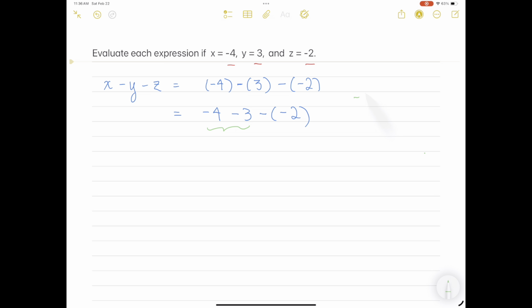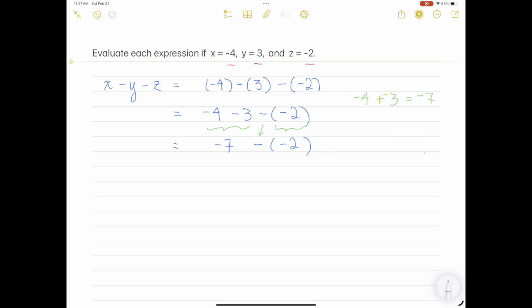I do that calculation on the side. Negative 4 minus 3, I add its opposite. So now I have negative 4 plus negative 3, which equals negative 7. I write negative 7 back under the equation in place of negative 4 minus 3, and I write down the rest of the equation, minus negative 2.